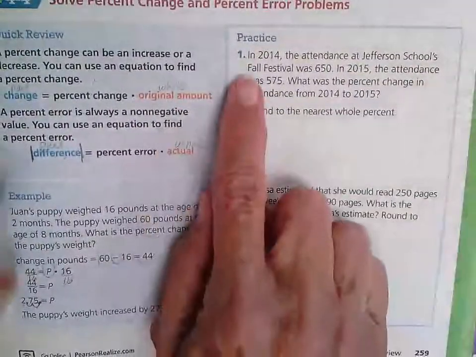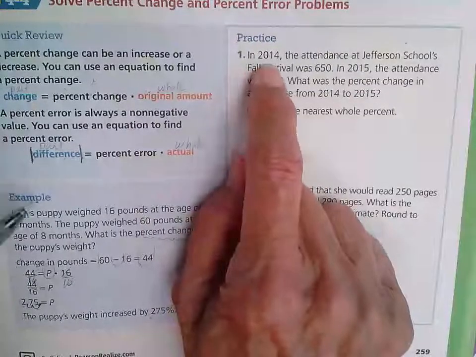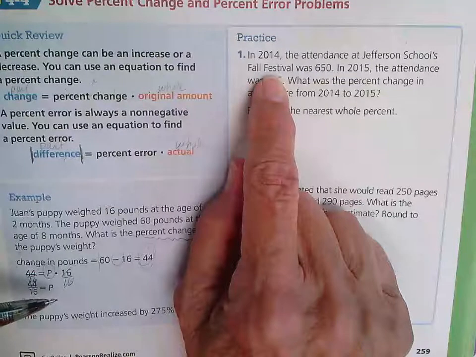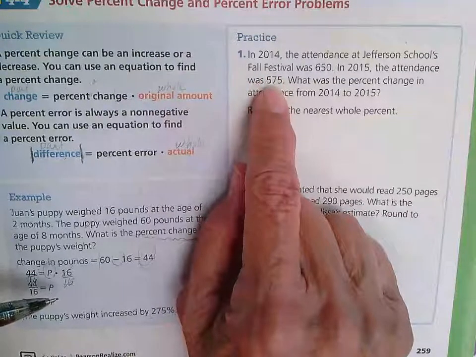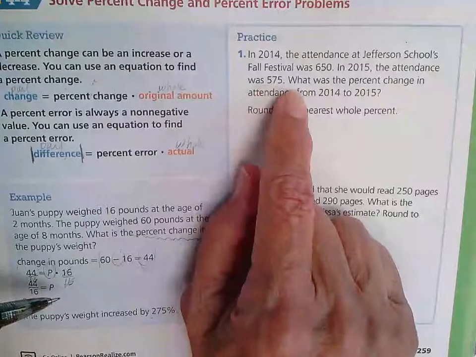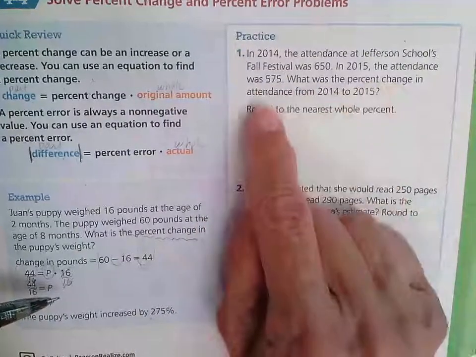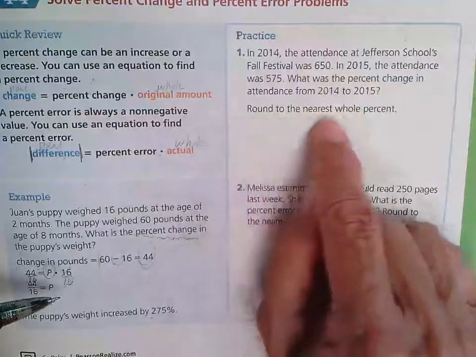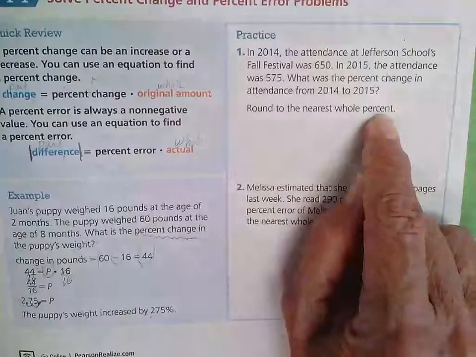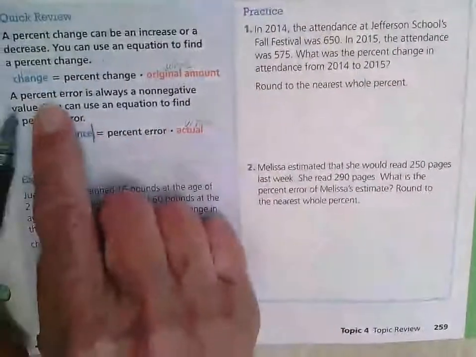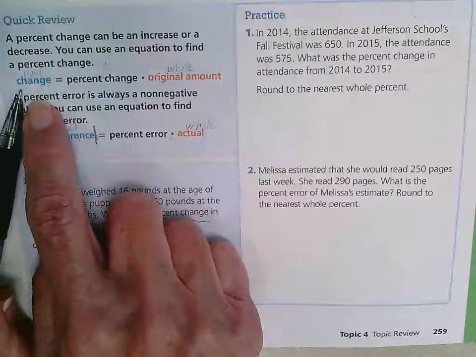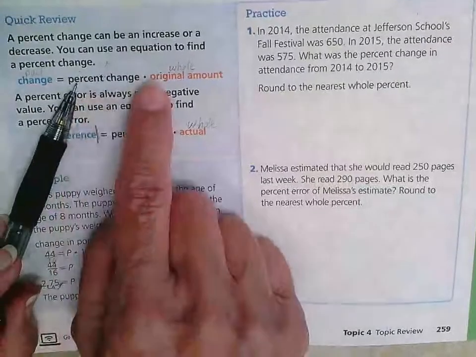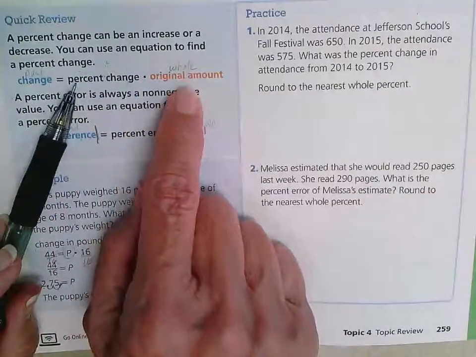Problems in the book. Number 1. In 2014, the attendance at Jefferson School's Fall Festival was 650. In 2015, attendance was 575. What was the percent change in attendance from 2014 to 2015, round to the nearest whole percent? So we're going to be using this equation, the change, which is the part, equals the percent change times the original amount, or the whole.